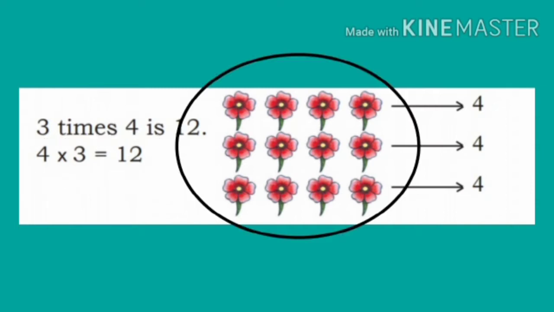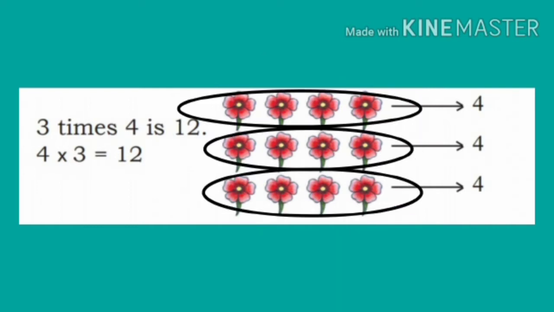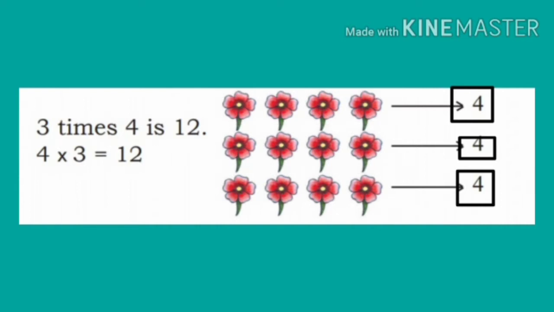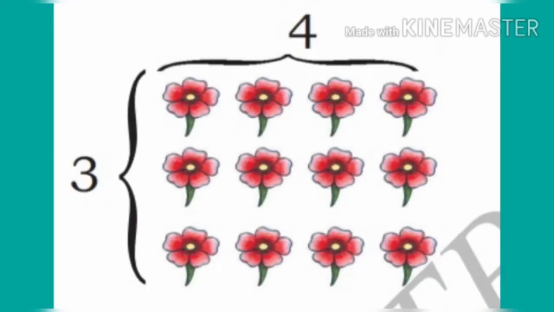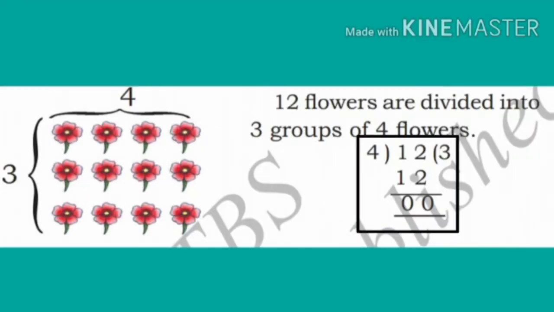Observe the flowers. There are 3 groups, and each group has 4 flowers. So 3 times 4 is 12. If we divide 12 flowers into 3 groups of 4 flowers, 12 divided by 4 is 3. 12 minus 12 is 0.